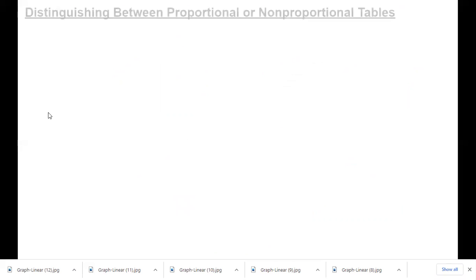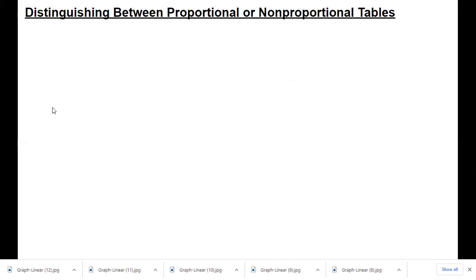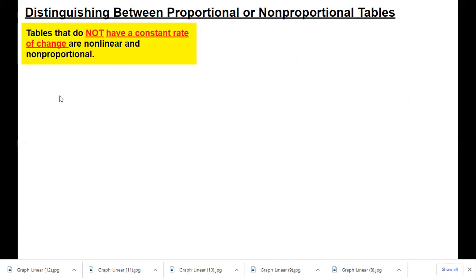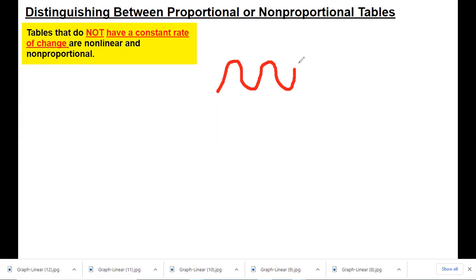Okay, welcome back. Let's talk about distinguishing between proportional and non-proportional tables. Tables that do not have a constant rate of change are nonlinear and non-proportional. That would be your graph that changes, right? Your slope is your change. So a graph that's going like this has a different changing slope all the time, right? So that kind of graph, if seen in a table, is not a constant rate. So it is non-proportional, nonlinear.